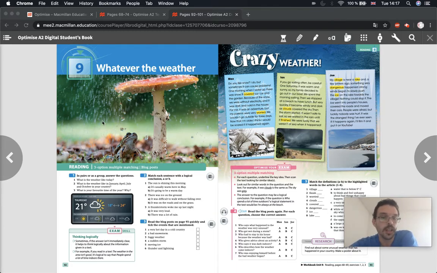Okay, so first you need to open your book and go to page 92. So it's the start of Unit 9. It says Whatever the Weather. And we have this picture of a mushroom with a frog in the rain. The idea in this lesson is to find a good strategy to do these reading exercises.